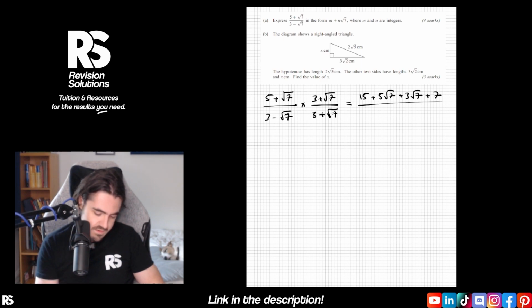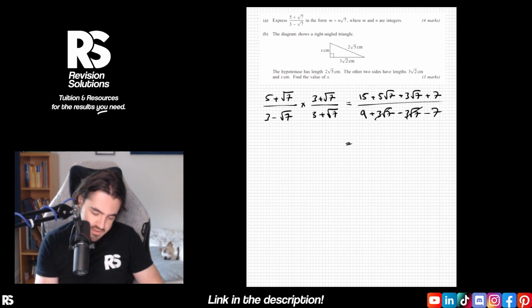And then at the bottom we'll have 3 times 3, which is 9. 3 times root 7 is plus 3 lots of root 7. Minus root 7 times 3 is minus 3 lots of root 7. And minus root 7 times plus root 7 is just minus 7. And then we can see our trick has worked as we wanted it to, so the surds in the denominator cancel. Now we can just start simplifying.